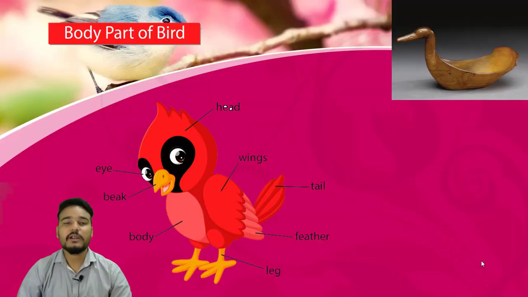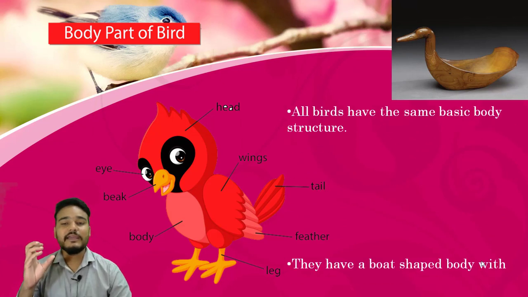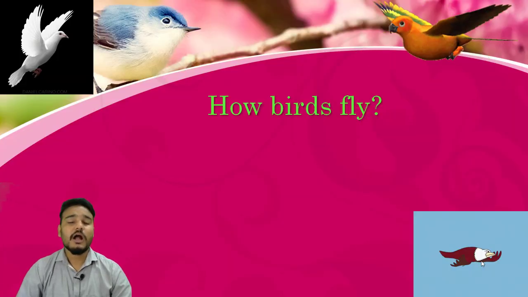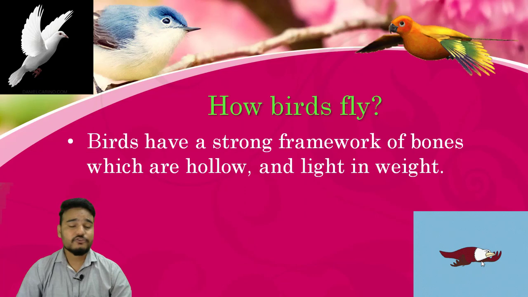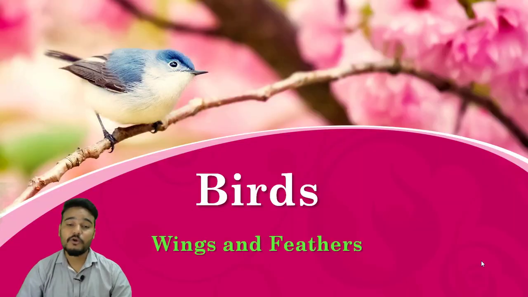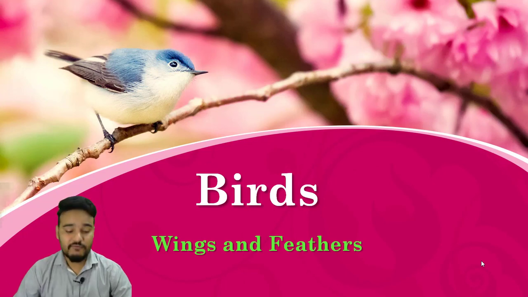Then we have seen the body parts of birds: eyes, beak, body, feathers, tail, wings, head and leg. What kind of body is there? A boat shaped body. Their bones are light and hollow, which we have already learned, and their skeletal system is strong. How do they fly? They have a strong framework of bones. Their bones are hollow and lightweight. Their body is boat shaped, and using wings they flap their wings in the air and they fly.